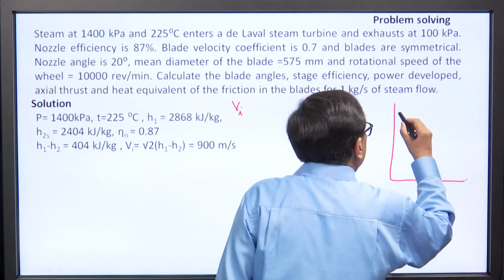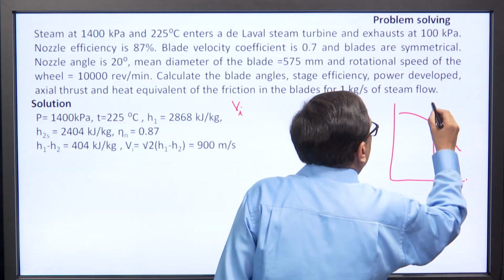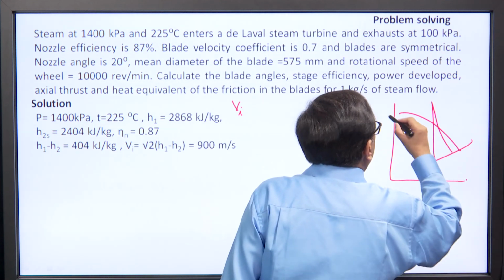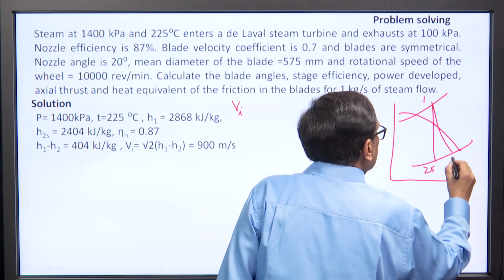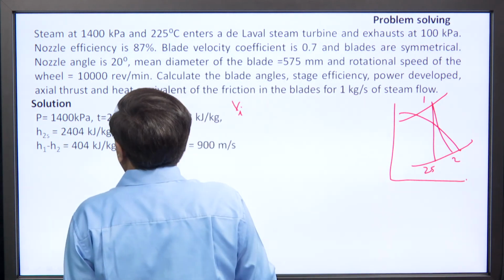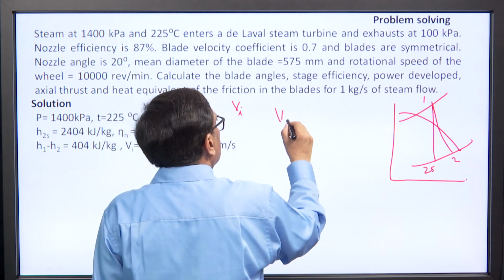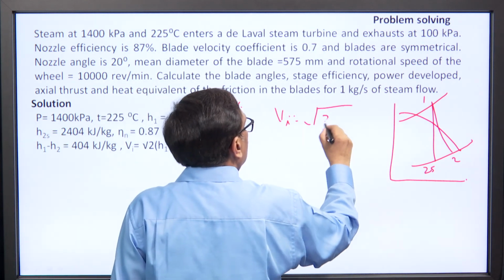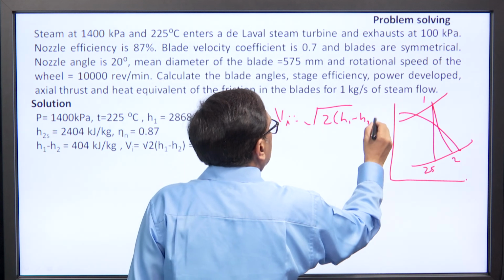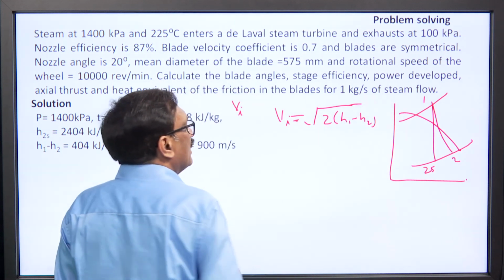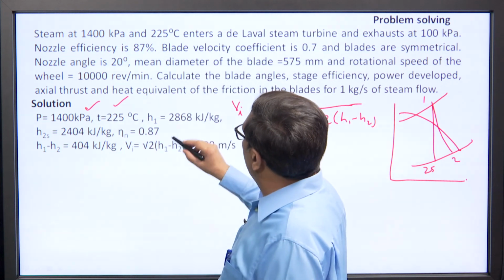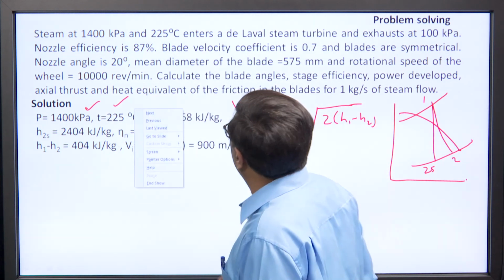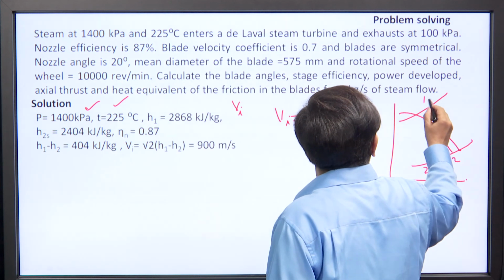Suppose this is the process which is occurring in the nozzle: this is 1, this is 2s, this is 2. So the value of velocity is equal to the square root of 2 (h1 minus h2). This will be the velocity V1. For finding that, pressure and temperature are given, so we take from the steam table the value of enthalpy at point 1, which is 2868.